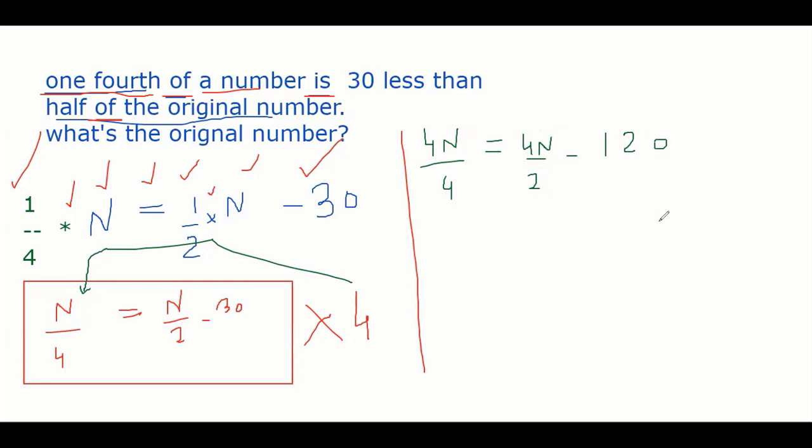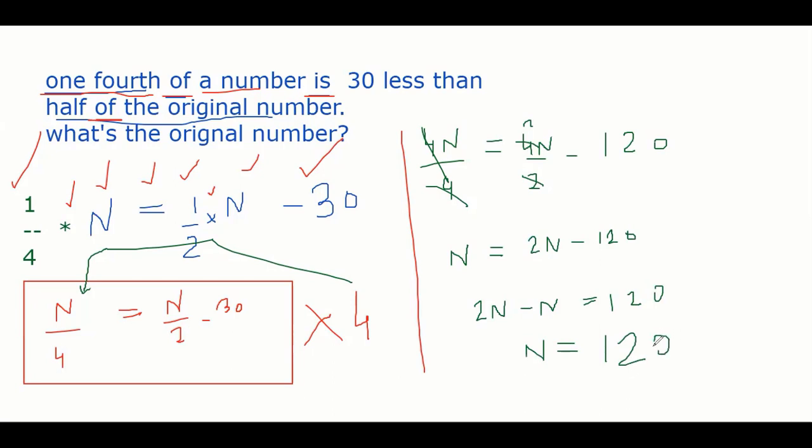No. We just multiply with 4. Now this is cancelled. n equals, can we cancel this 2 with 4? 2 2s are 4. 2n minus 120. Or, if we take n this side, 2n minus n equals 120. Yes, sir. So 2n minus n is n, so 120. n equals 120.